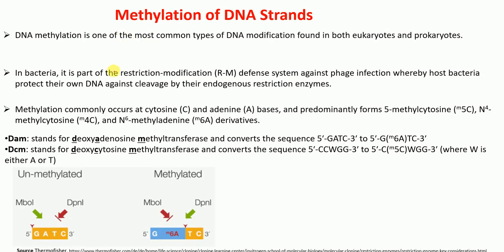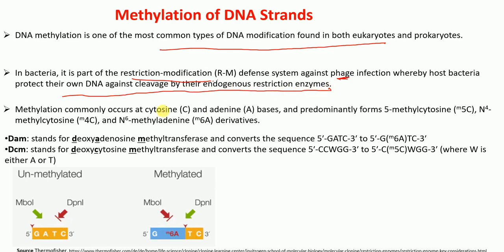Methylation status of the DNA strand is one of the most common types of DNA modification found in eukaryotes and prokaryotes. In bacteria, it is part of the restriction modification defense system against bacteriophage infection, whereby host bacteria protect their own DNA against cleavage by endogenous restriction enzymes. Methylation commonly occurs at cytosine residues and also at adenine residues, but predominantly forms 5-methyl cytosine, 4-methyl cytosine, or 6-methyl adenine derivatives.